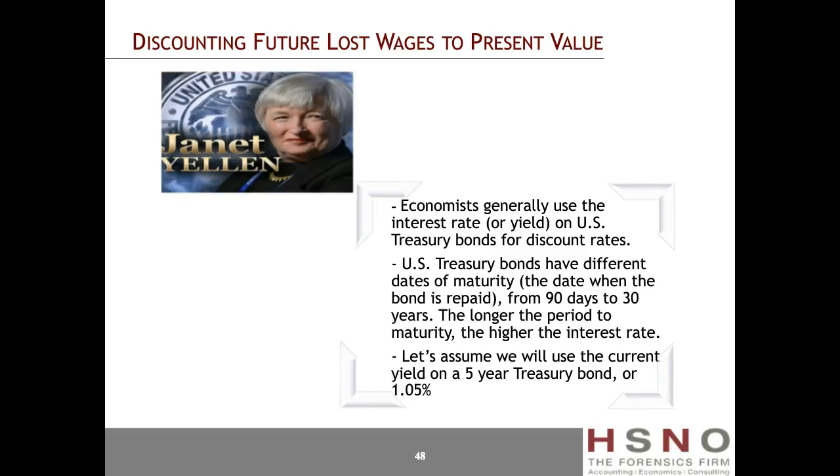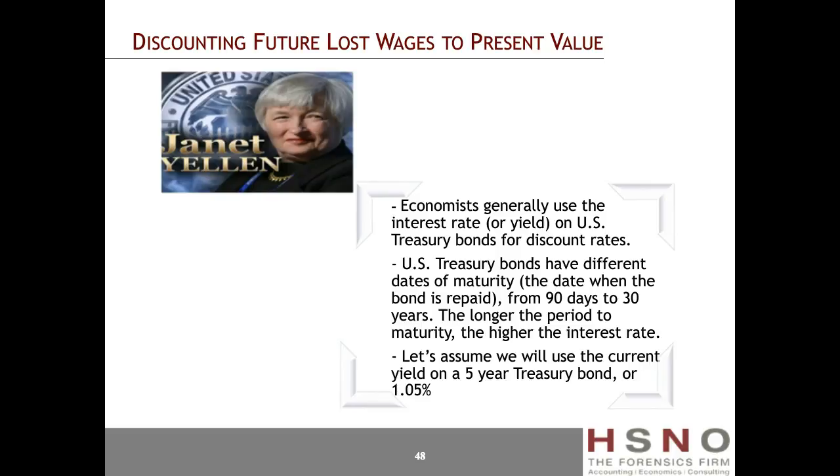Something you want to look for, depending on which side of the case it is: defense-oriented economists will often favor 30-year Treasury rates, because those pay a higher rate of interest and they can do more aggressive discounting. Plaintiff-oriented economists may use 90 days, because those have the lowest interest rates, which means they will lightly discount the future.